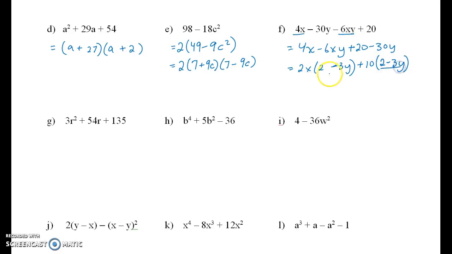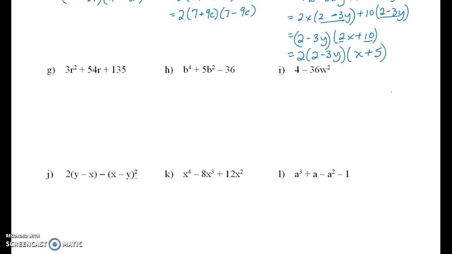The brackets match. So I'm going to take out the common bracket 2 minus 3y out in front. The leftovers are 2x plus 10. Now, that would be the end of the story, except that we have a common factor in that second bracket of 2. So I'm going to take that 2 out and put it way out in the very front, so that inside of this bracket we now have x plus 5.